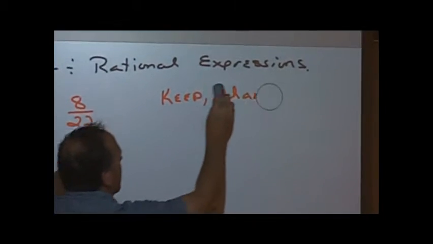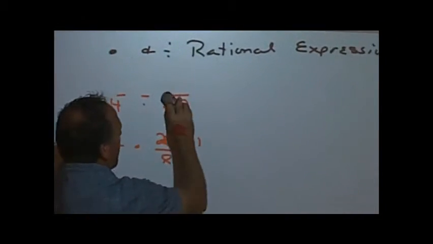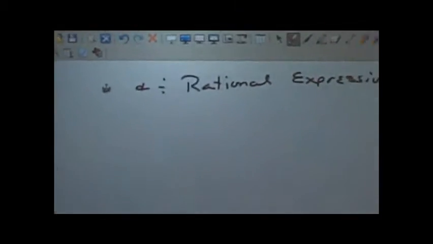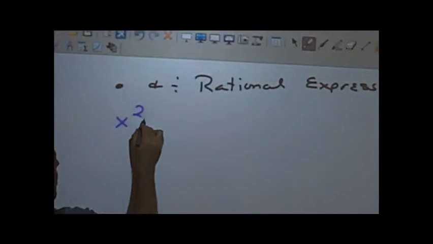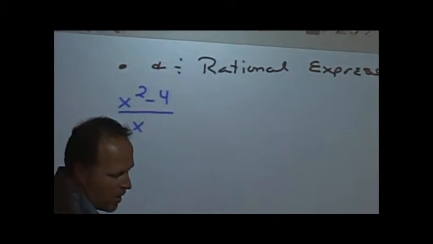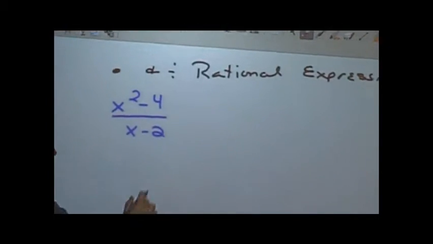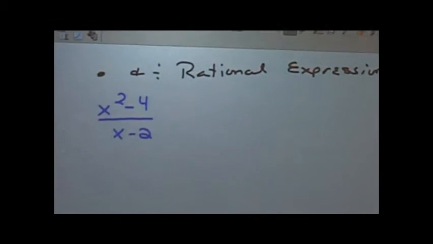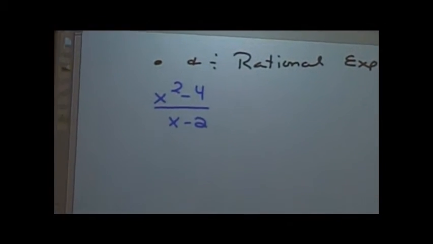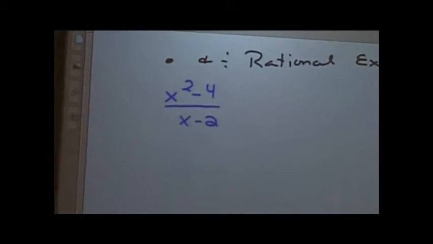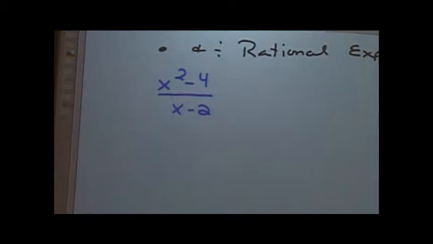Very good. Alright, now we gotta apply this to all of our polynomials. First one, here we go. X squared minus 4 divided by x minus 2. Well, we're dealing with our polynomials. Before we cancel anything out, remember you always want to take the numerator, factor it down, take the denominator, factor it down, and then cancel things out.